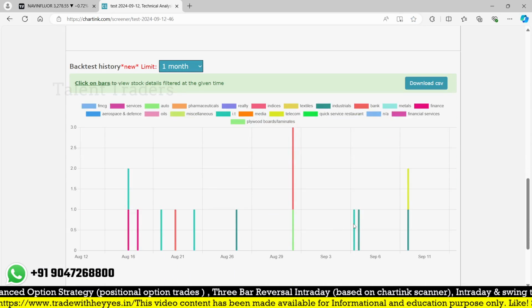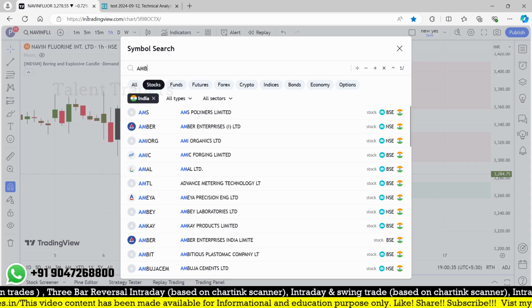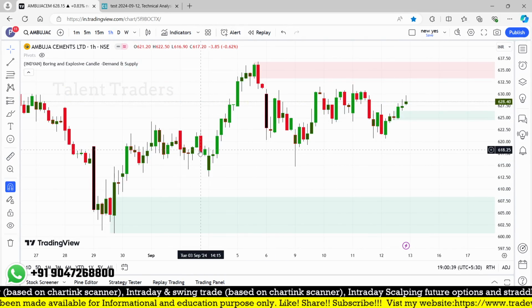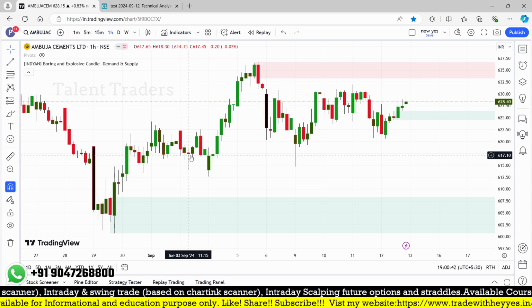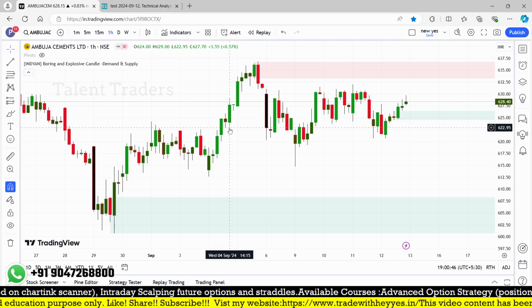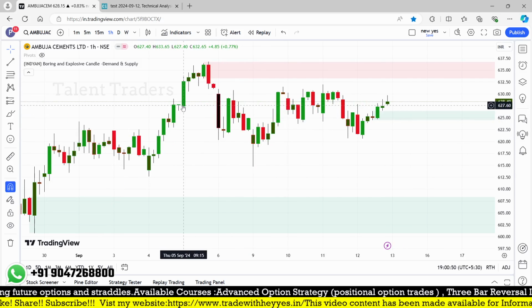Okay, so previously any other stocks, Ambuja Cement 5924. Here is the pattern. So rally and base and rally, and after that there is a movement in the next stage.